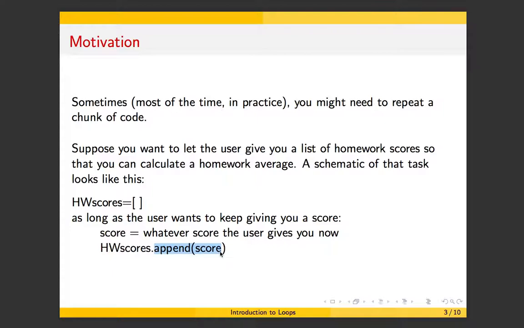Okay, so that's the idea of a loop. This chunk of code right here, grabbing a score from the user and then throwing that score into the homework scores list, that's a chunk of code you just want to keep repeating over and over and over again until the user tells you to stop. And a loop will let you do that. It will let you repeat those two lines of code as long as, in this case, the user wants you to.